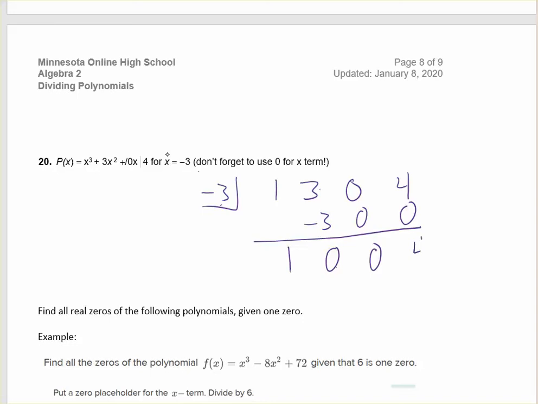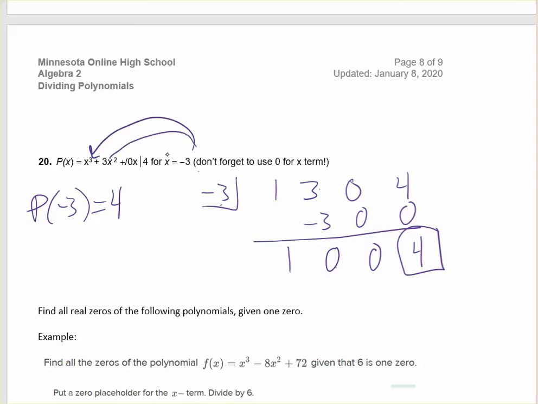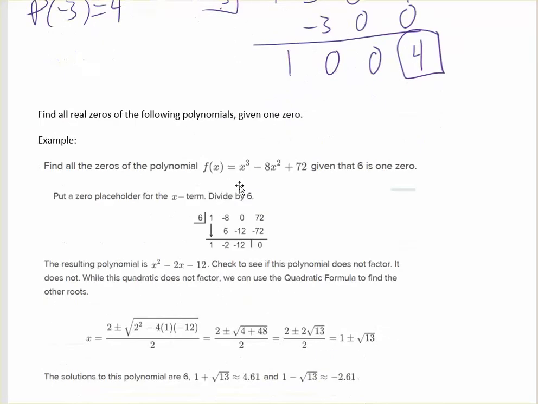The remainder is 4. That means that p at -3 would equal 4. In other words, if I put -3 in here, and here, and here, I would get 4 for an answer. And that is how you do it. It's actually faster than plugging it back in.